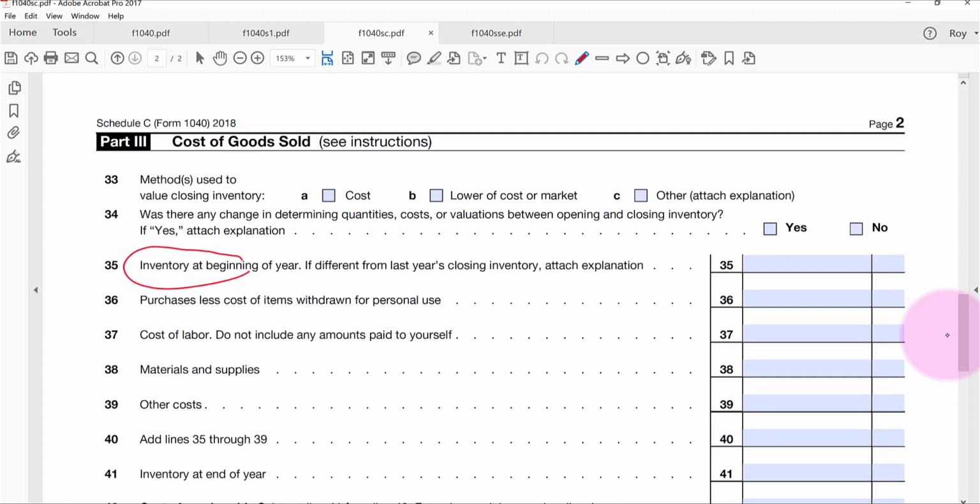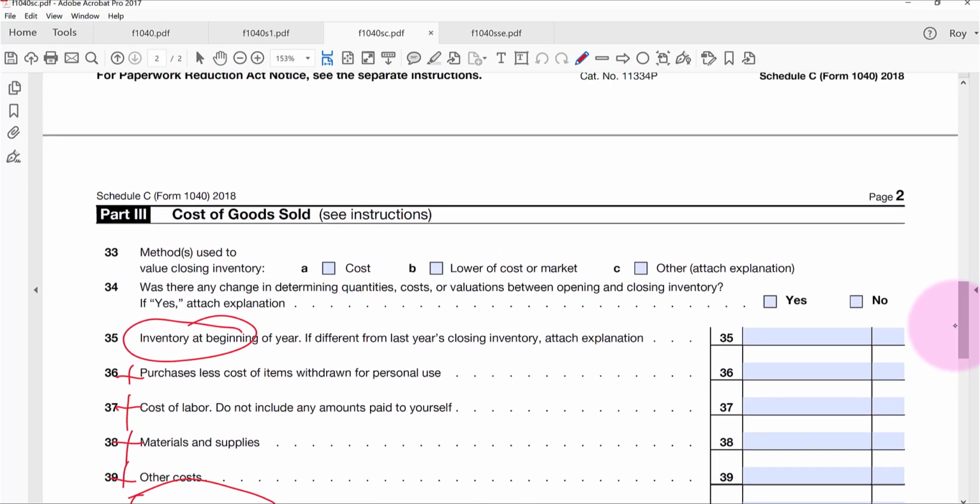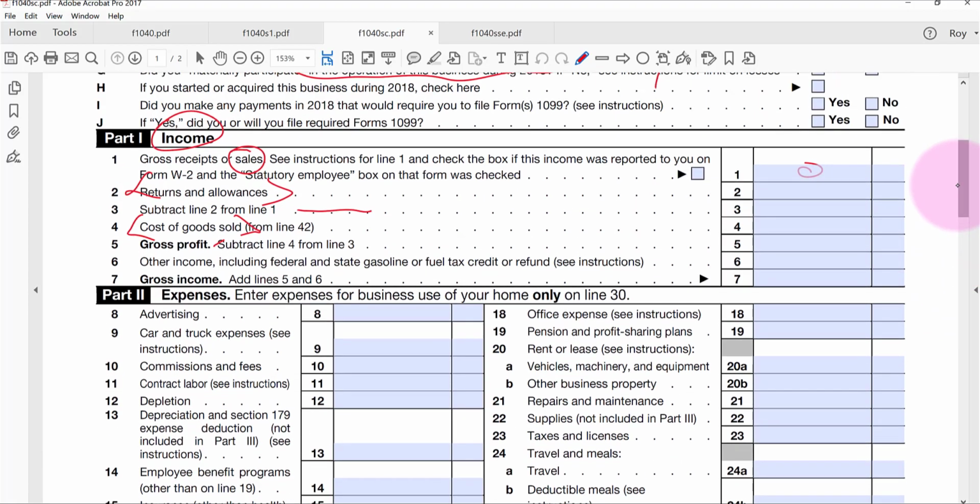So this formula should be somewhat familiar to you. You have beginning inventory plus the purchases. In the case of manufacturing, or under the uniform capitalization rules, you have to add in labor, material, and overhead to get what's available for sale, and you subtract out the ending inventory to get that cost of goods sold figure. Remember, you're using FIFO or LIFO or specific identification, in addition to either cost or the lower of cost or market.